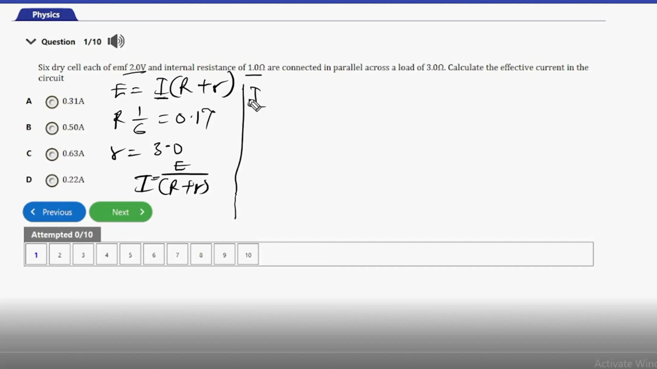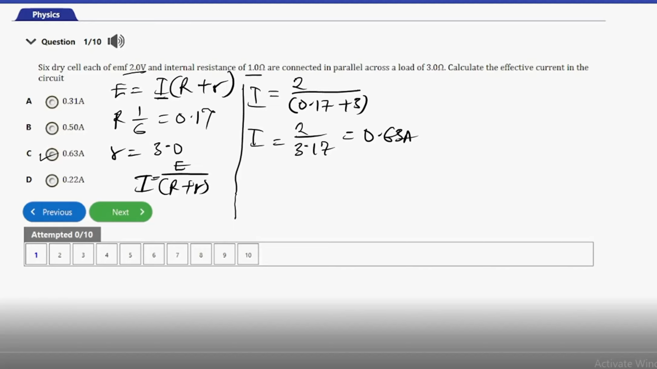So I here is going to be E over (R plus r). So for this, we are going to have that E, which is 2.0 here, over 0.17 plus 3, and then I is going to be 2/3.17, right? And that's 0.63 amps. So that's option C here, guys, 0.63 amps. So that's the answer to this question.